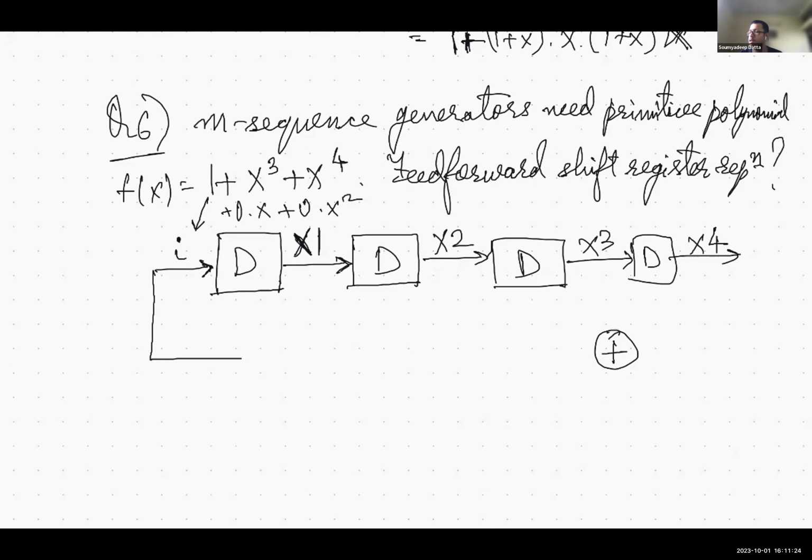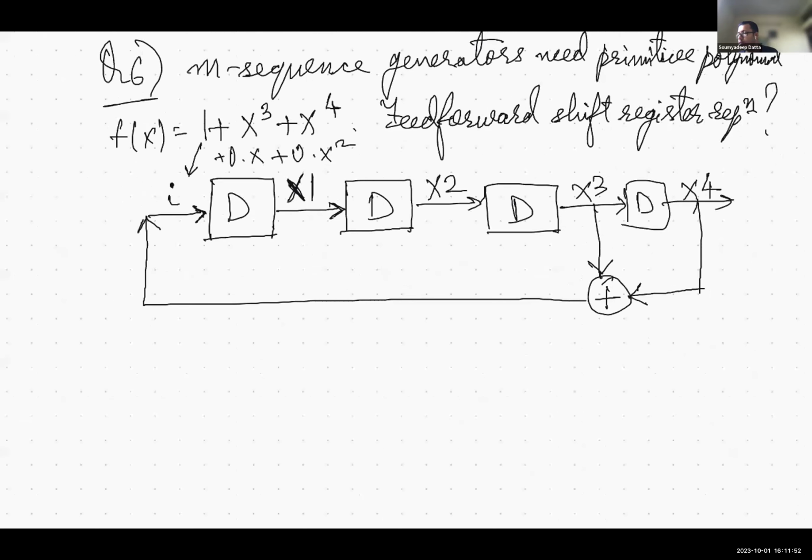But anyway, essentially these two are added, x3 and x4. So x cube and x to the power 4 are added. After 3 delay lines, we get x to the power 3. So we'll add this and we'll add this, and the output of these two will feed into the input. So these two will be added and fed to the input. This is how you implement this kind of polynomial using shift registers.